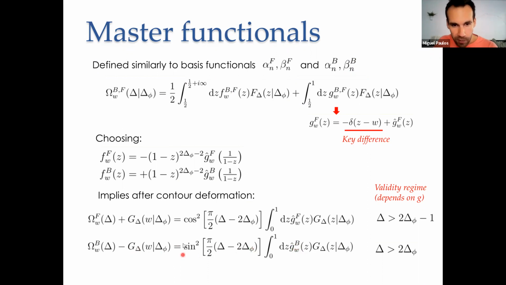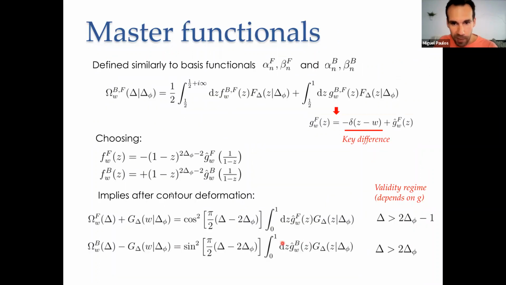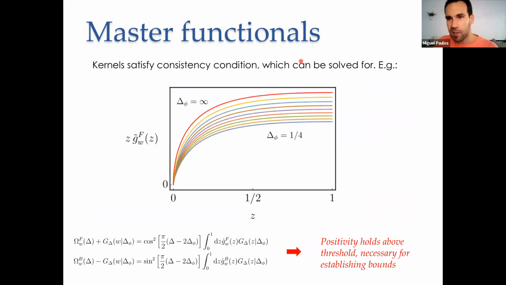And furthermore, this guy automatically has double zeros, which is what we want. We want these double zeros here at the right places, okay? So this is one of the constraints that we need to impose on the kernels, and there are other ones. These other consistency conditions guarantee that this is a good functional, which is what Slava is worrying about. And you can just solve these constraints for the kernels.